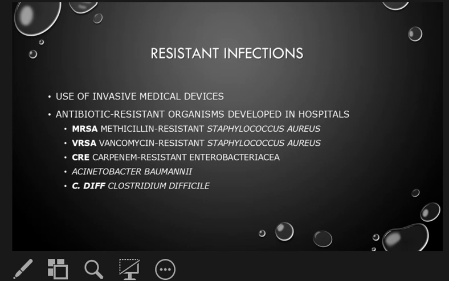So, the most common antibiotic-resistant organisms in the hospitals are listed here. They include MRSA. There's also VRSA, CRE, C. diff is a big one, and then Acinetobacter baumannii. So these are the most prevalent ones that you may see in the hospital, so be aware of those.